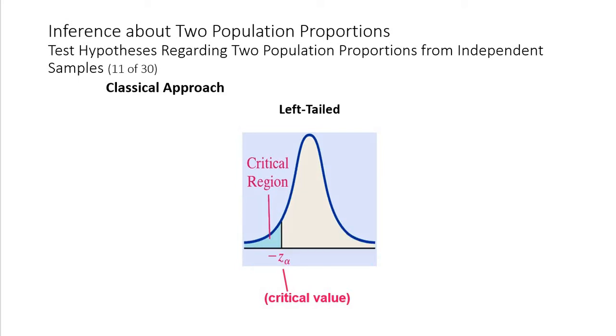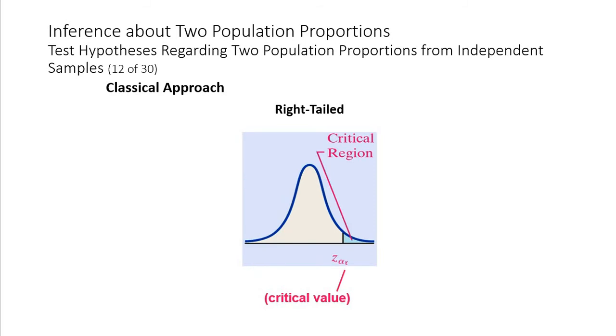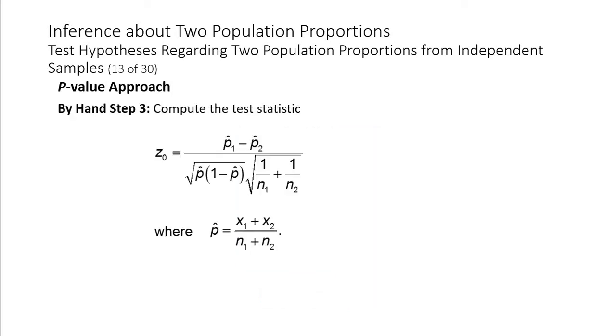Similar for a left-tailed test. So if the computed z naught is less than negative z sub alpha, then we're going to reject the null hypothesis. Otherwise, we're going to fail to reject the null hypothesis. And if we have a right-tailed test, then if z naught is greater than z sub alpha, then we're going to reject the null hypothesis. Otherwise, we're going to fail to reject the null hypothesis.